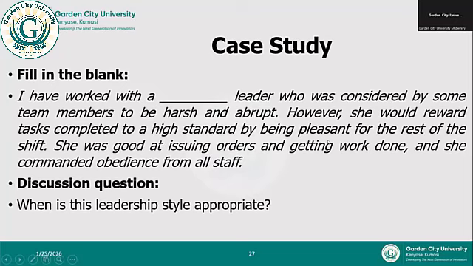Okay, so let's look at this one. This one says that I have worked with a leader who was considered by some team members to be harsh and upfront. However, she will reward tasks completed to a high standard by being pleasant for the rest of the shift. She was good at issuing orders and getting work done, and she commanded obedience from all staff. What type of leadership style is this?